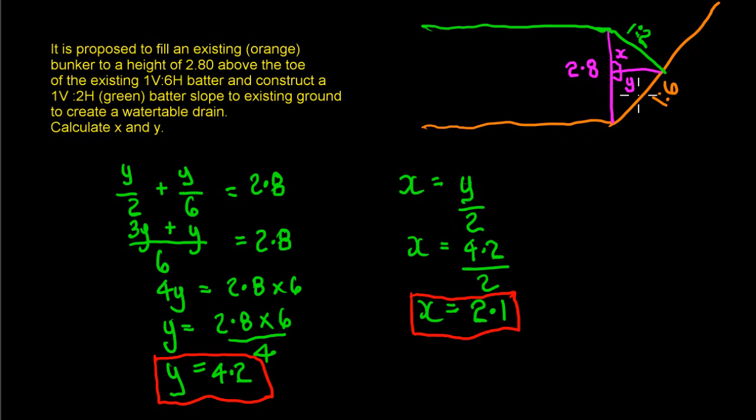Now let's have a look at x. Well, x just equals y over 2. So we know that y is 4.2, so x equals 4.2 over 2, and x equals 2.1.